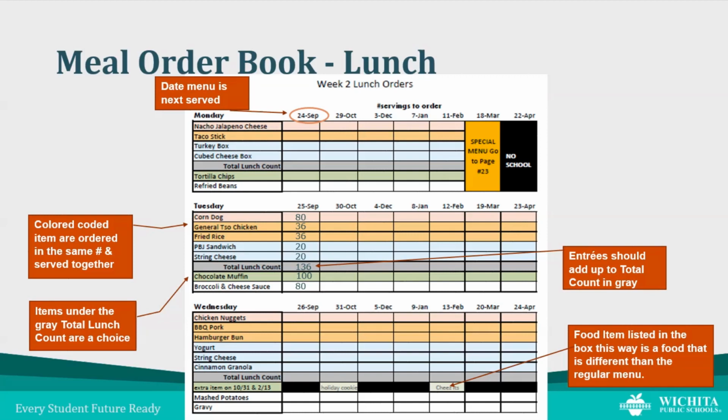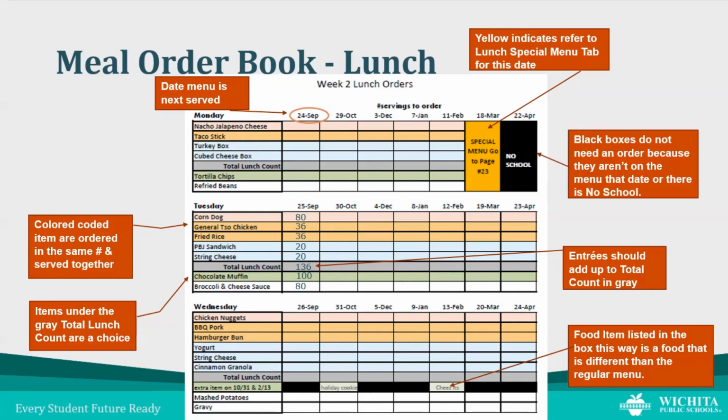Food listed in a box this way, as you can see here, is food that is different than the regular menu. So on February 13th, they will be having Cheez-Its. Yellow, once again, indicates that that menu is on the special menu tab. And black boxes mean that there is no school those days.